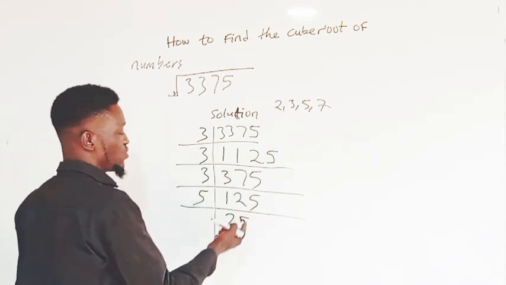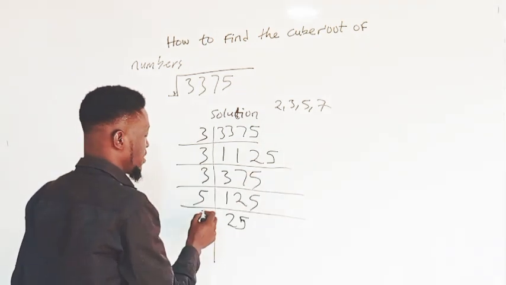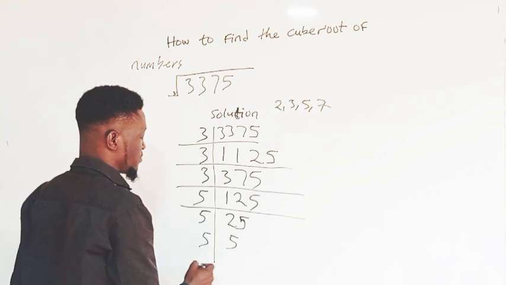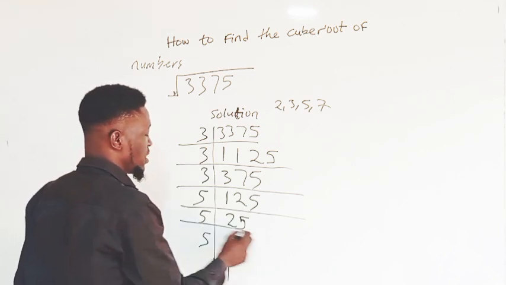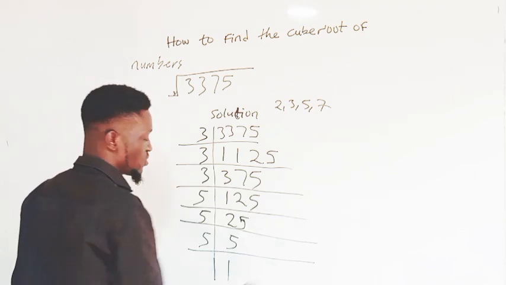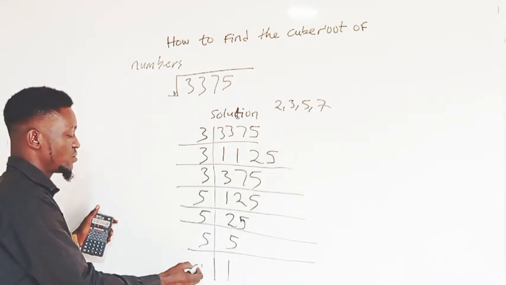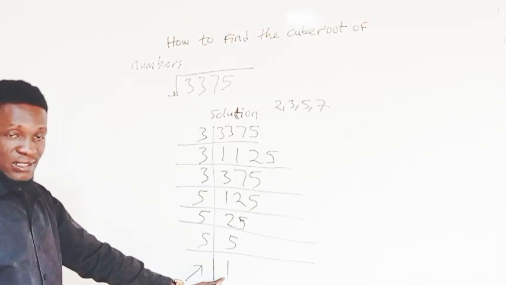Definitely 2 cannot go, 3 cannot go, 5 can go. So I'll still add my 5 here. So I have 25 divided by 5, which is 5, and 5 divided by 5 is 1. Once it gets to 1, leave it. That means we are done. Don't write anything here. Let me indicate it with an arrow.